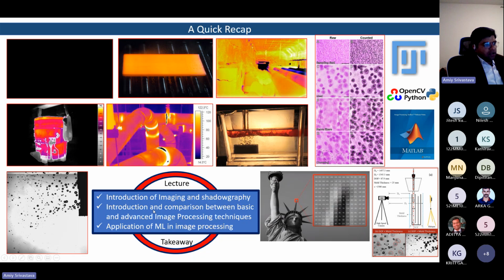Then we introduced and compared basic and advanced image processing techniques. I told you when we can use basic image processing techniques, and when we cannot and have to move to advanced image processing techniques. Those things I explained clearly yesterday. Then I explained how machine learning can be implemented in image processing, and that is basically part of the advanced image processing technique.